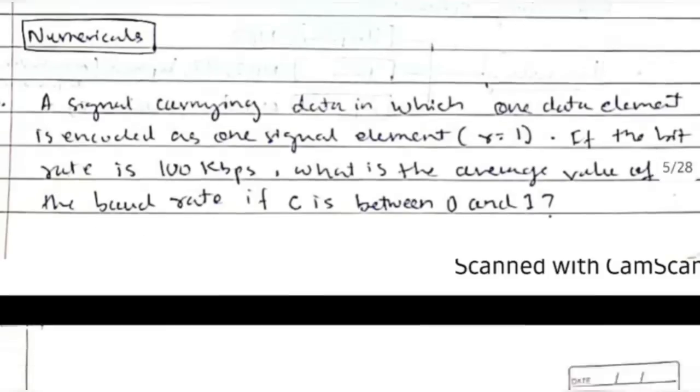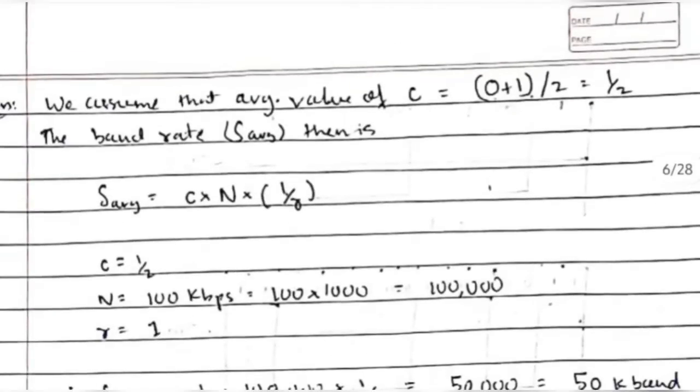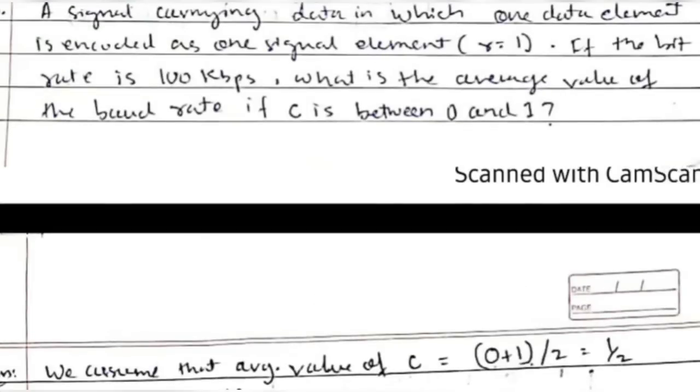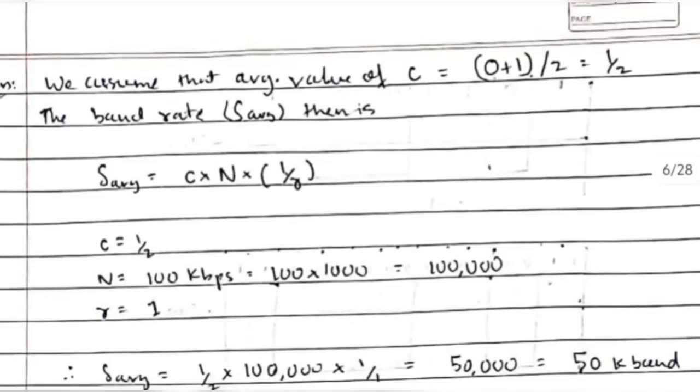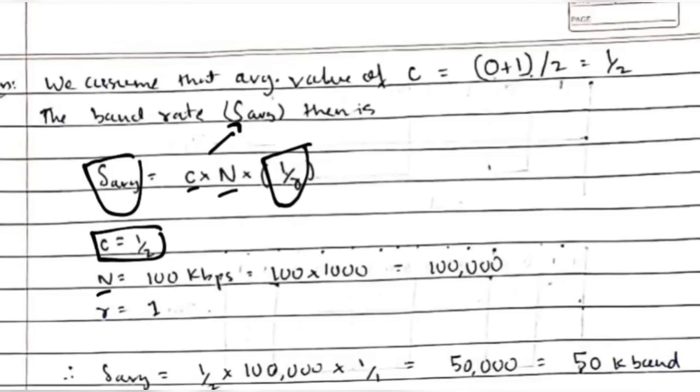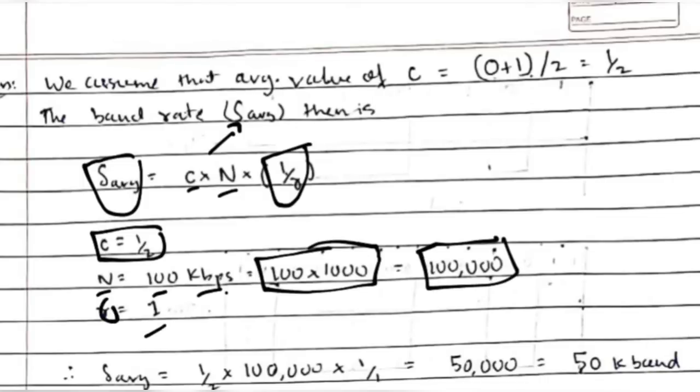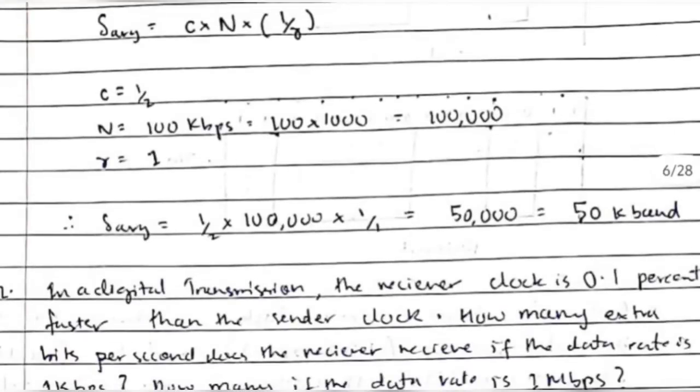By using the formula, firstly we'll calculate what is C. Since we have to find the average between 1 and 0, we can take (0 plus 1) by 2. So C will be 1 by 2, and then the baud rate, which is the signal rate, can be calculated as S average is equal to C into N into 1 by R. C is 1 by 2, N is 100 kilobits per second, so it will be 100 into 1000, and R is given as 1. Applying the values in the main equation, we'll get the answer as 50 kilobaud.